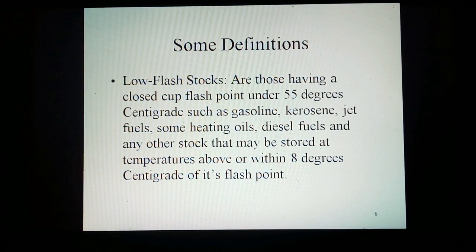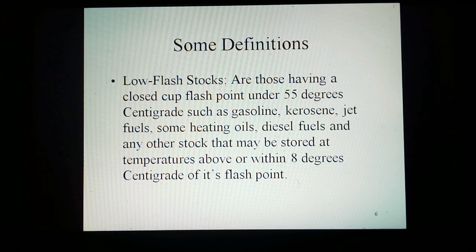Low flash stocks are those having a closed cup flash point under 55 degrees centigrade, such as gasoline, kerosene, jet fuels, some heating oils, diesel fuels, and any other stock that may be stored at temperatures above or within 8 degrees centigrade of its flash point.